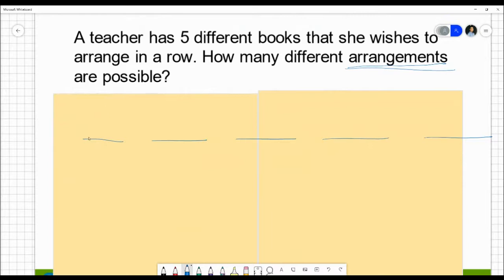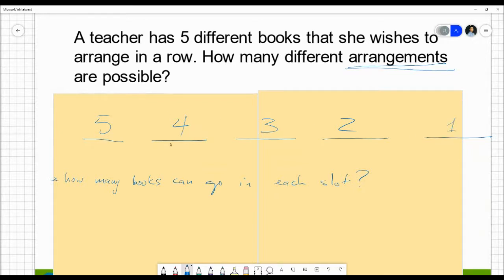So the first slot has how many choices? Ask yourself, how many books can go in each slot? You can't reuse the book again, right? So in the first slot, you have 5 different choices of books to put in. After that, that book is already there, so you have 1 less choice. Now you only have 4 more books to put here, 3 more books, 2 more, and then for the last one, you don't really have a choice because you only have 1 more book.